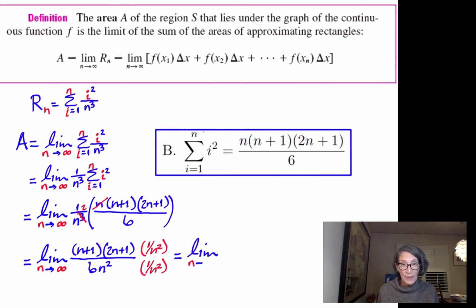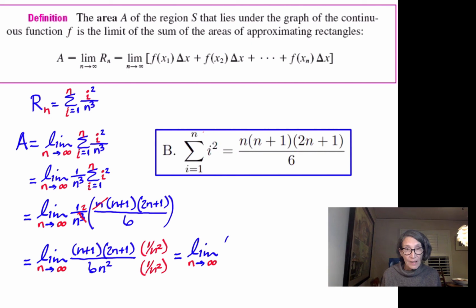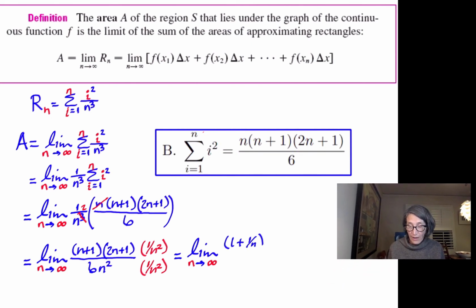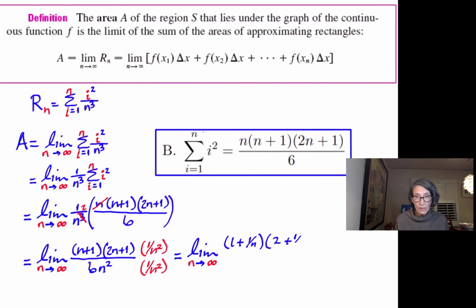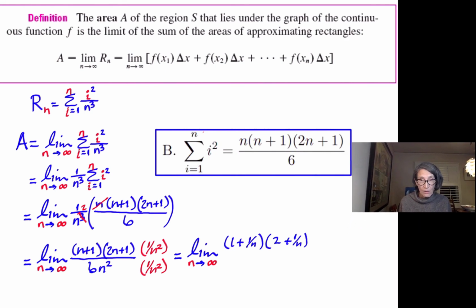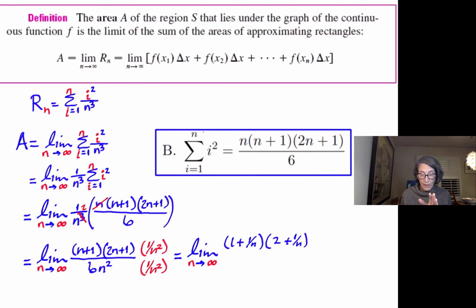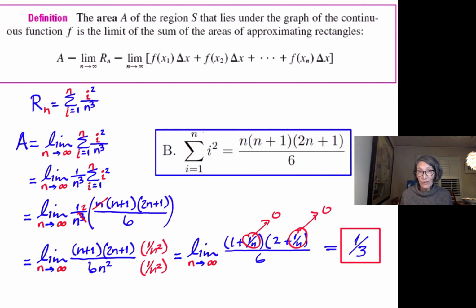And I get the limit as n approaches infinity of 1 plus 1 over n times 2 plus 1 over n. I just divided each of those factors by an n. And then the denominator, I divide by n squared, and I just get 6. And now we see that 1 over n goes to 0. And so what we're left with when we take the limit is just 2 over 6, or just 1/3. So that's the exact area under that curve on the interval from 0 to 1.